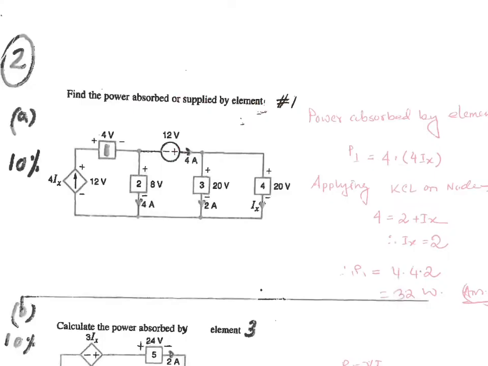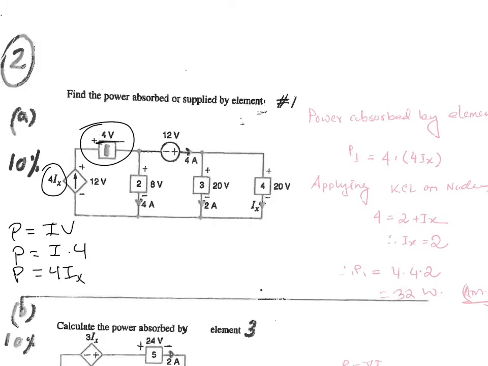Find the power absorbed or supplied by element number 1 here. Alrighty, so power is equal to IV, and looking through here, we can see that power is equal to 4 volts, so I times 4, and the current coming through here is 4Ix, so we can replace the current as this. Alrighty, so we can say that 16 times Ix.